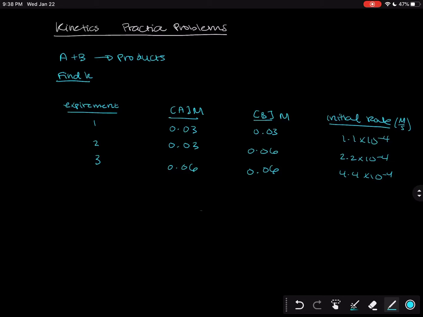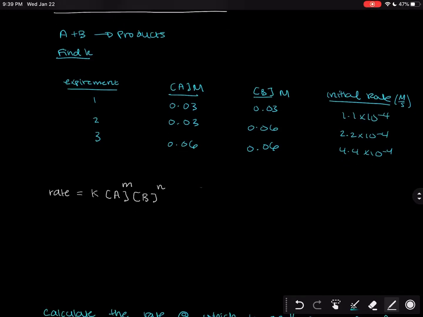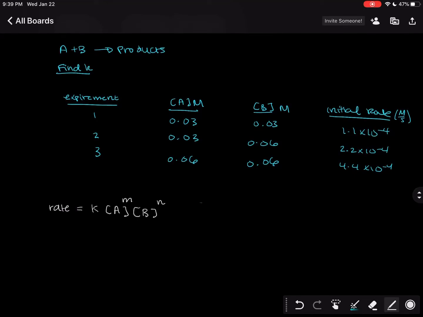So the first step is we need to first determine the rate expression. So we need to know the rate orders. So we're going to say that rate is going to be equal to K times A to the power of M times B to the power of N. Those are our rate orders. Okay, so I'm not going to go into too much depth about how to find this because I already have a video going over that.